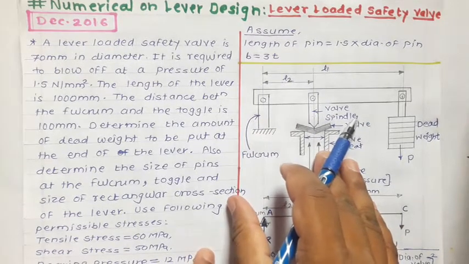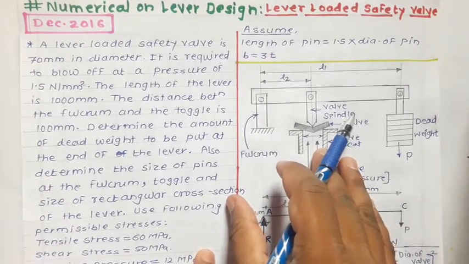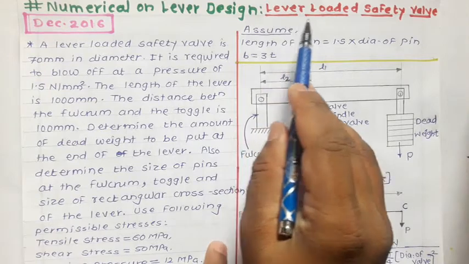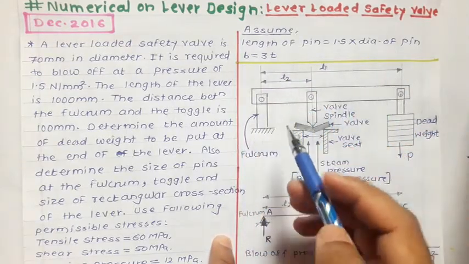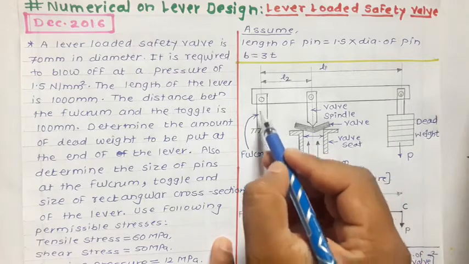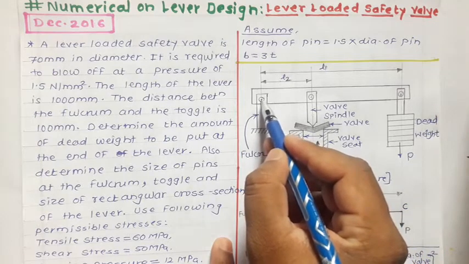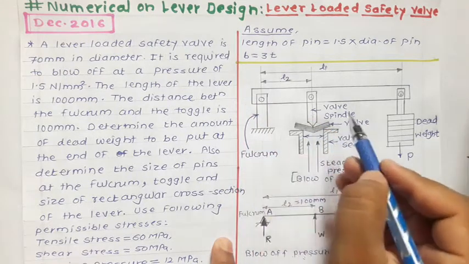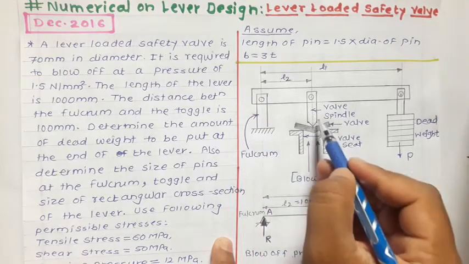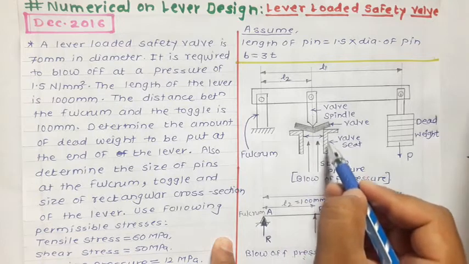Now, before solving this numerical, we will quickly understand the working of this lever loaded safety valve. So this is a lever loaded safety valve. Let us consider the components of this. This is a fulcrum. About this fulcrum pin, this lever will pivot either in anti-clockwise direction or clockwise direction. This is a valve spindle. This is a valve, and this is a valve seat.